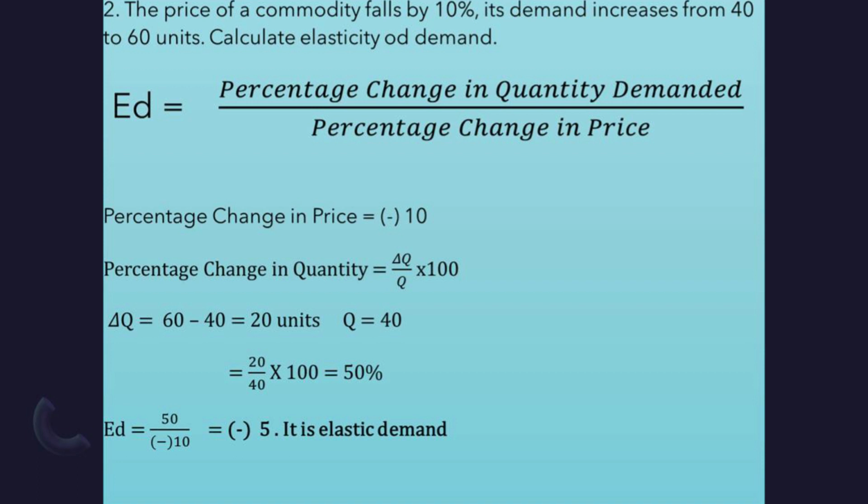Now over here price is falling. So when the price is falling, definitely percentage change in price will be denoted as minus 10. Now the percentage change in quantity will be calculated as delta Q divided by Q into 100. That is, delta Q will be 60 minus 40, which gives you 20 units, and since Q is 40, 20 by 40 into 100 gives you 50%. Elasticity of demand will be 50 divided by minus 10, which gives you minus 5, and since again it is greater than 1, it becomes elastic demand.